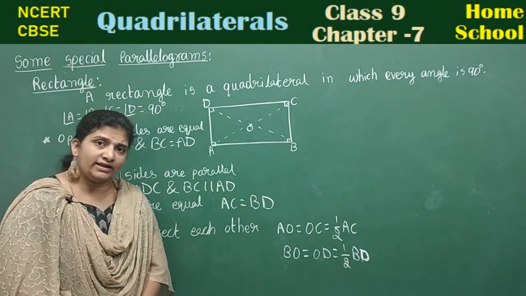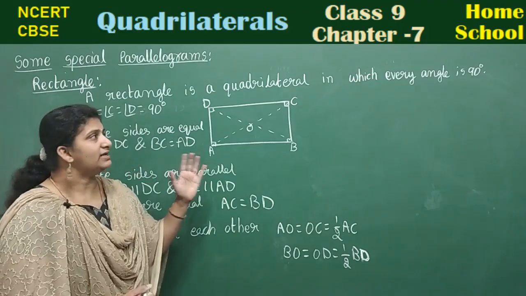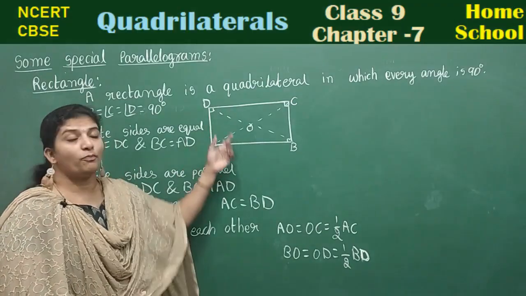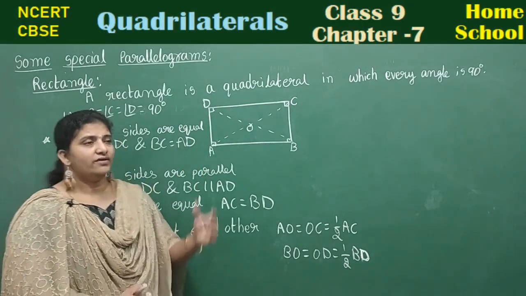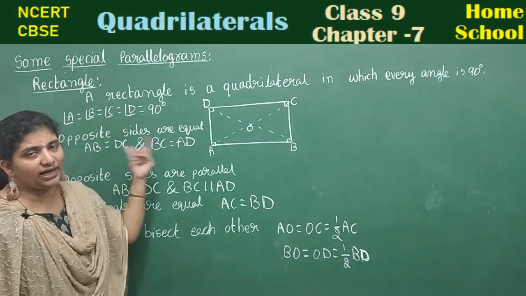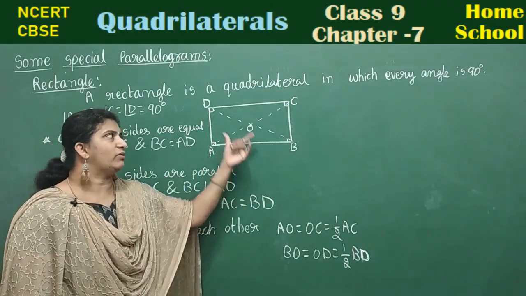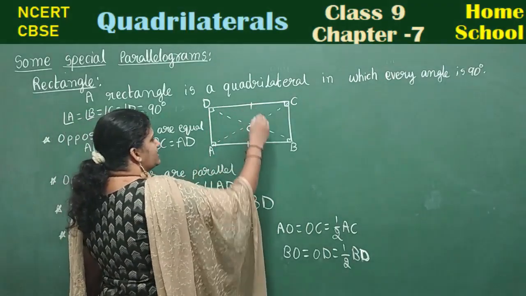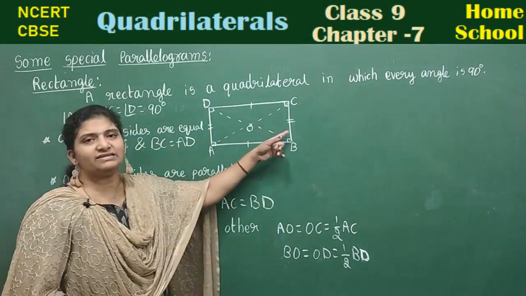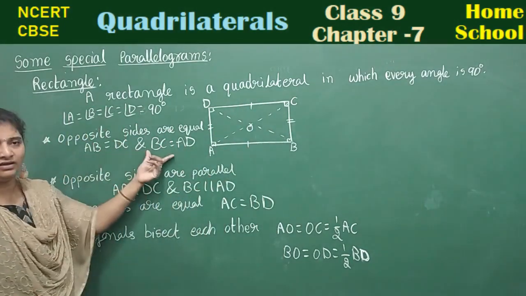Rectangle is also a quadrilateral. This comes under special types of parallelograms. A rectangle is a quadrilateral in which every angle is 90 degrees and opposite sides are equal. When every angle is 90 degrees, angle A equal to angle B equal to angle C equal to angle D equal to 90 degrees. And opposite sides are equal. AB equal to DC and BC equal to AD. This symbol indicates that the two sides are equal. Right? I have written here.